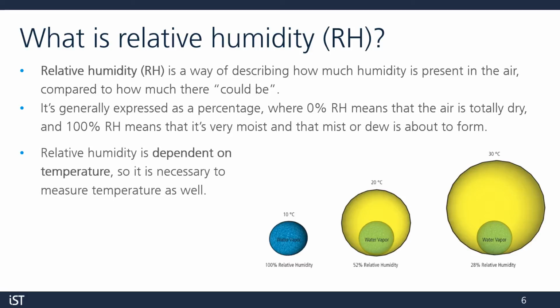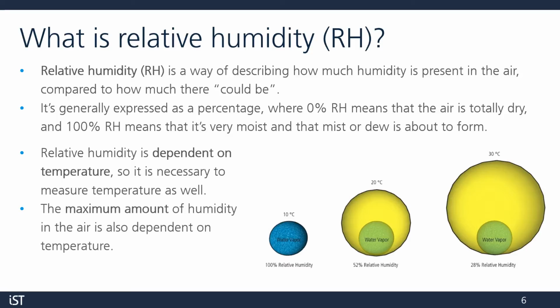So, relative humidity is dependent on temperature, so it's necessary to measure temperature as well. The maximum amount of humidity in the air is also dependent on temperature. So at constant pressure, the maximum increases with temperature.